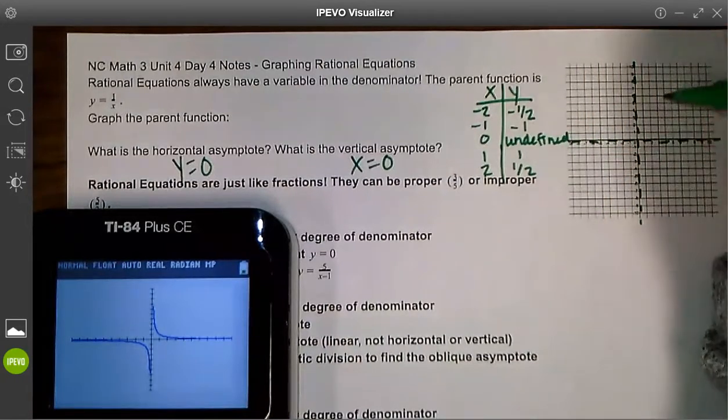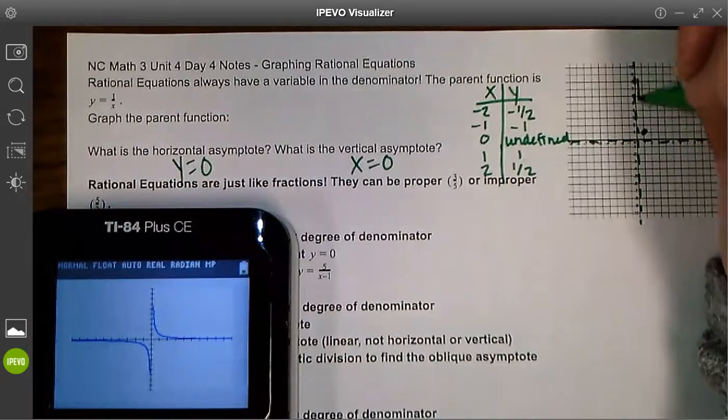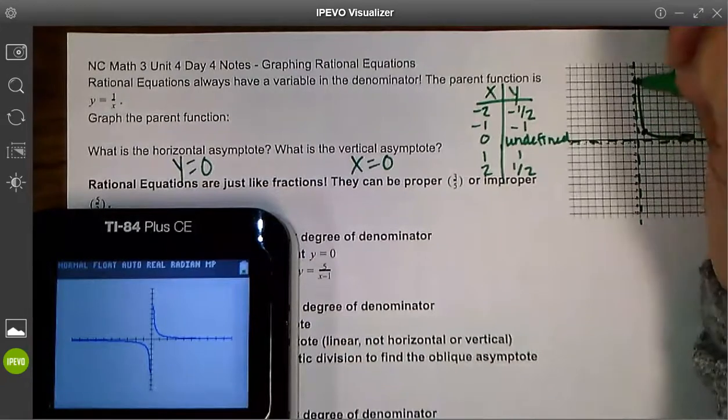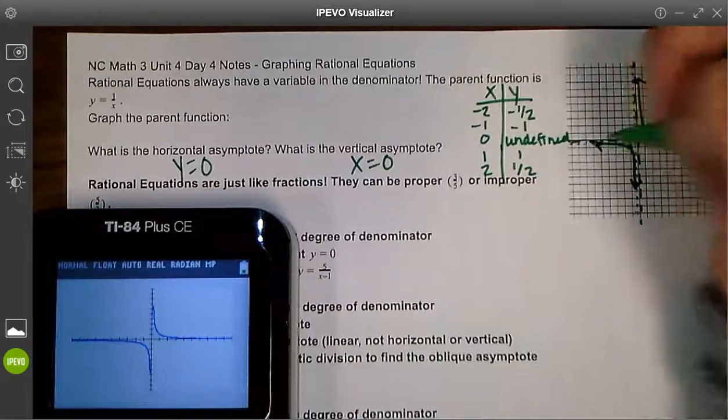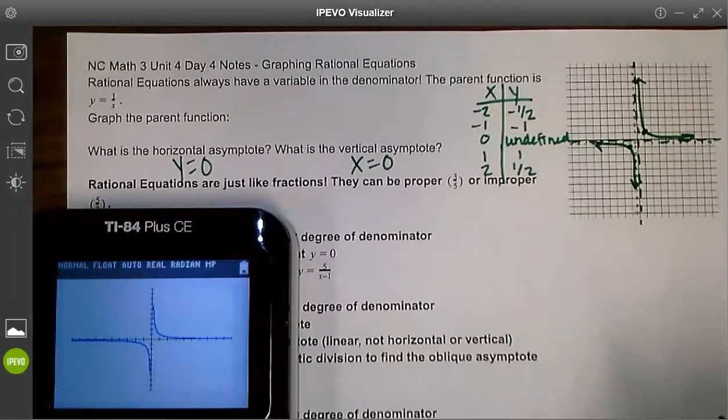And I'm going to graph my points. I have 1, 1, and then it's going to look like this on both sides. I have 1, negative 1. Harder to show because my other points are so small and so close to the asymptote.